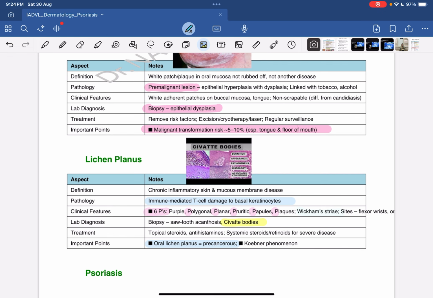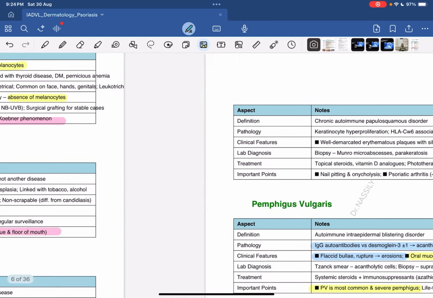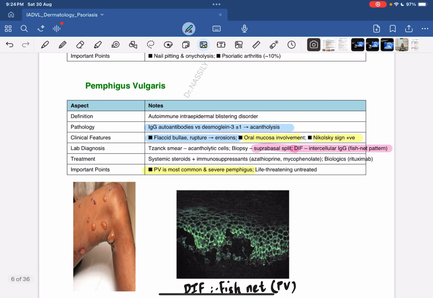An important point to be noted is that, like leukoplakia, lichen planus is also precancerous, and the Koebner phenomenon is seen in lichen planus also. Psoriasis we have covered. Coming to pemphigus vulgaris, it is an autoimmune intraepidermal blistering disorder. The pathology is that IgG autoantibodies will destroy desmoglein 3.